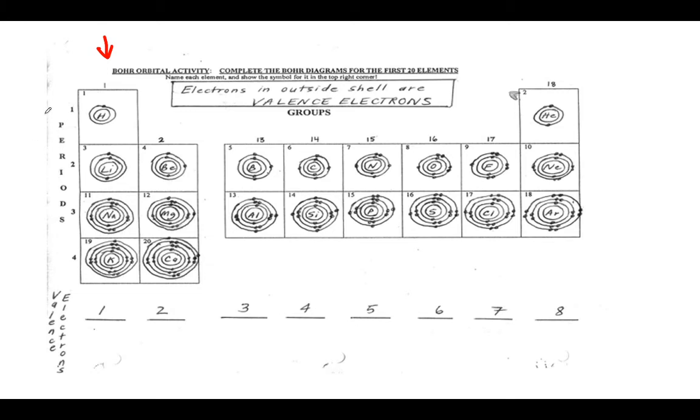From left to right, you'll notice that the elements in one period, so one row, all have the same number of shells. So hydrogen and helium have 1 shell. Lithium, all the way to neon, have 2 shells. Sodium, all the way to argon, have 3 shells. Okay? So that is some information that I want you to keep in mind as we're going through the trends of the periodic table.